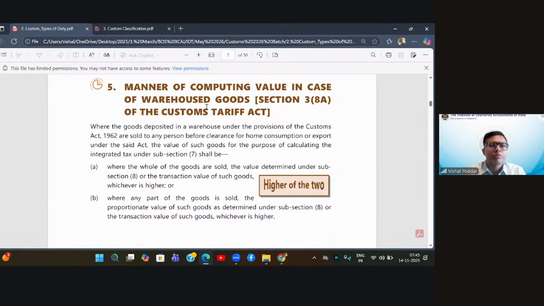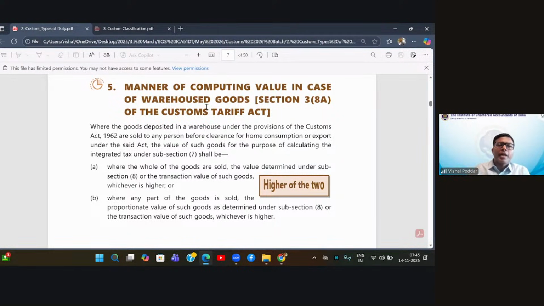That if the goods which were lying in the warehouse before their clearance are sold by the original importer to another person. So in my example, I am the original importer. I have sold this to Ayush. The goods are still lying in the warehouse. Till now, no duty is attracted, neither of customs nor of IGST, because of Schedule 3 of the GST law. But when these goods are now cleared by Ayush and Ayush has to pay the duty, how will the value be computed?